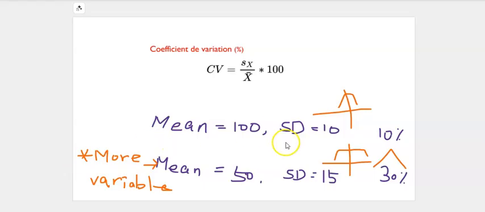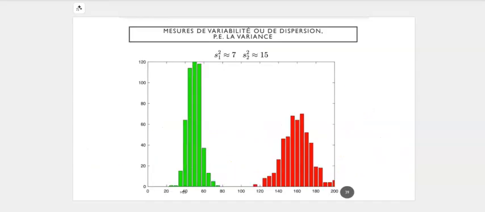I just explained that when the mean is 100 and the standard deviation is 10, you divide 10 by 100 and multiply by 100, and that is 10%, and this one is 30%. That means there is more variability, so the scores are far away from the mean, and the mean is less accurate. Again, this is the same thing. You can see the mountain style that is very close to the mean, and this one is more variable, more distant from the mean.